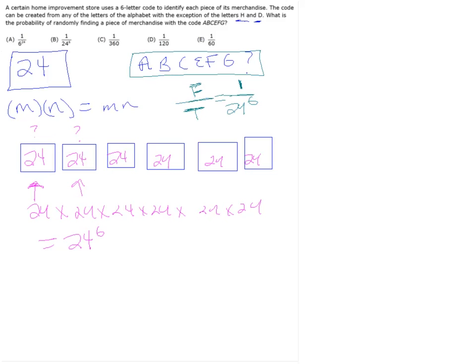Notice here we used the fundamental counting principle to make our lives a lot easier, and we used the very basic probability formula, which is favorable over total. And we just looked at this from a very simple point of view. That's the biggest trick with this probability stuff: the more simplistic you can make it, the better off you're going to be.